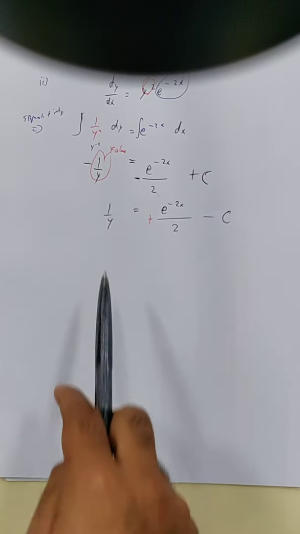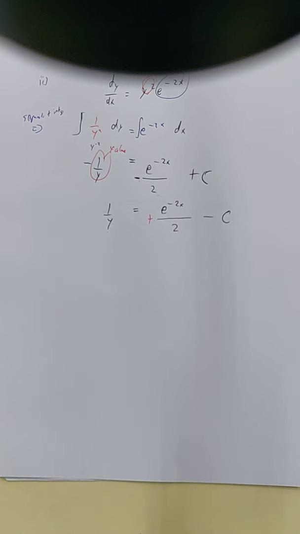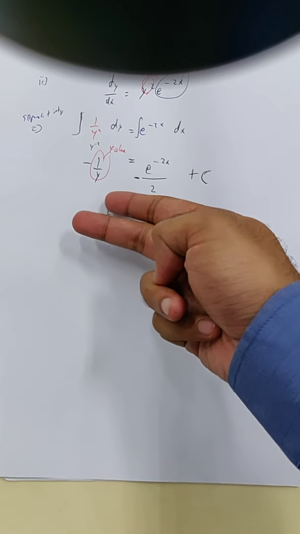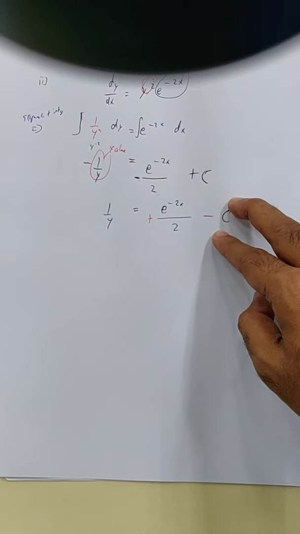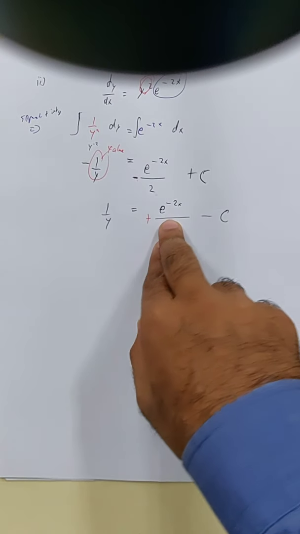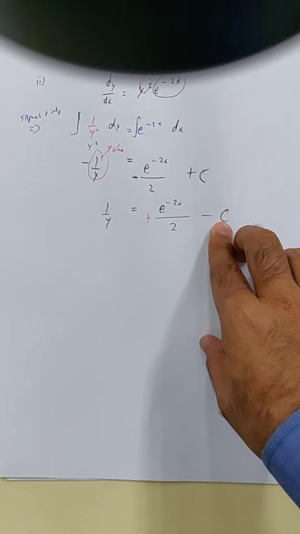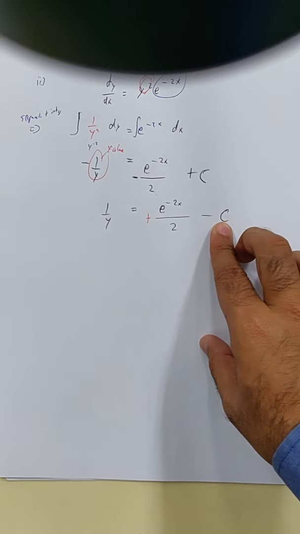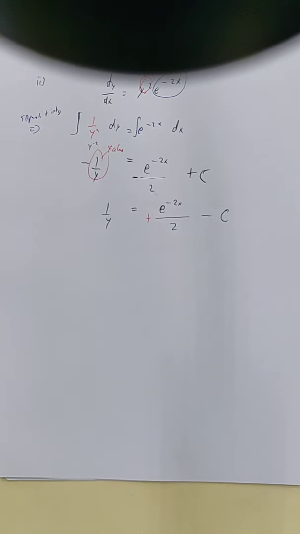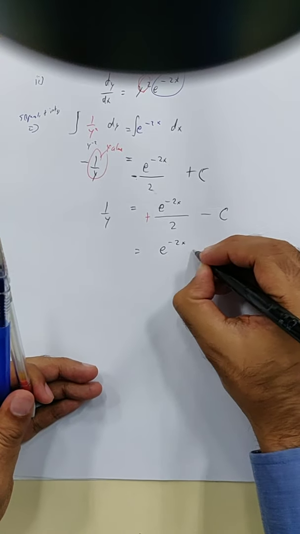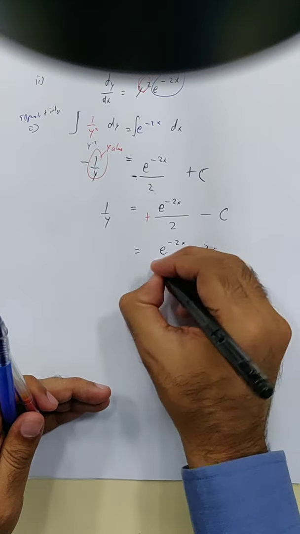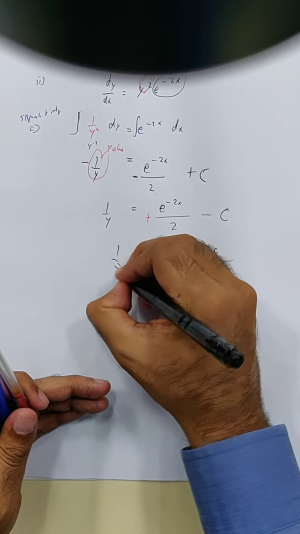Okay, now what? Do I want my answer to be 1 over y? I want it to be y. So technically I want to flip them up. But these things here are not cooperating well. Because this one is a fraction and this one is not a fraction, so what should we do? Equalize the denominator, make it into one big fraction. So e negative 2x minus 2c over 2, equals 1 over y.